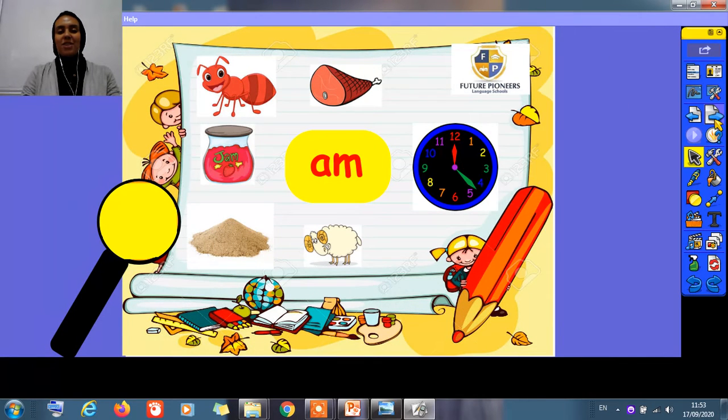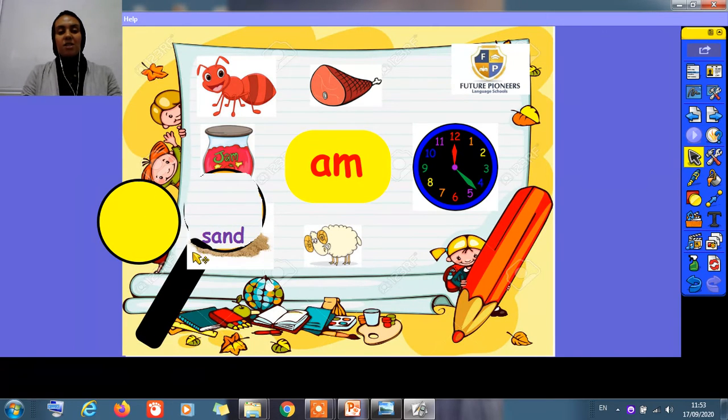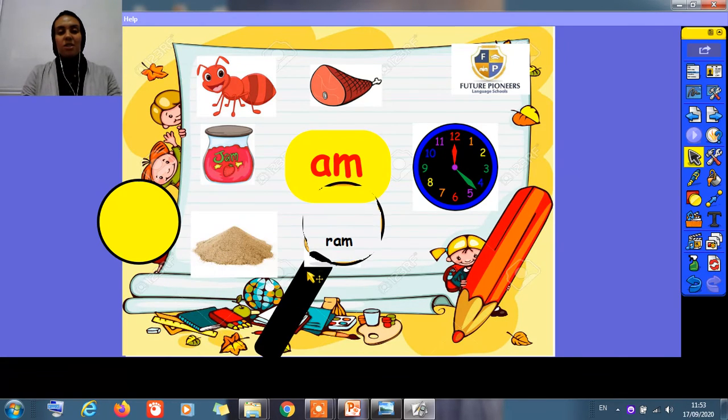Now we have a very lovely game. We're gonna take the lens and read the words that belong to M family. This is M family, and we have in here many words. We're gonna take the lens and read the words together. Okay. This is what? Sand. It's sand. Does sand belong to M family? No, it's not. Okay, let's see.